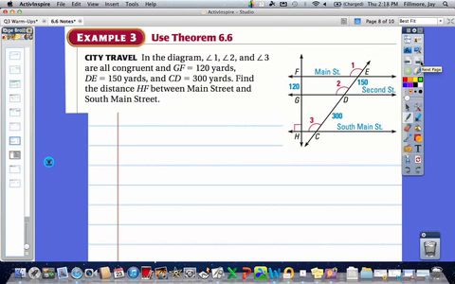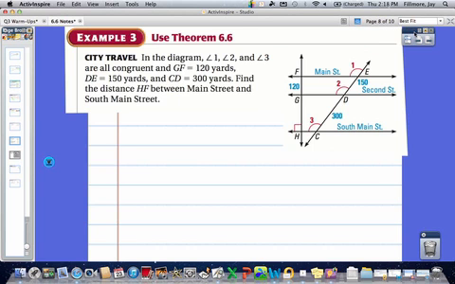In the diagram, angles 1, 2, and 3 are all congruent. We're told some measurements here. Find the distance HF between Main Street and South Main Street. We are measuring in yards here. Well, I have three parallel lines. How do we know? Because corresponding angles are congruent. So that means that these lines are parallel.